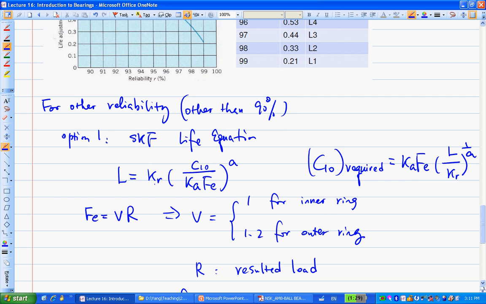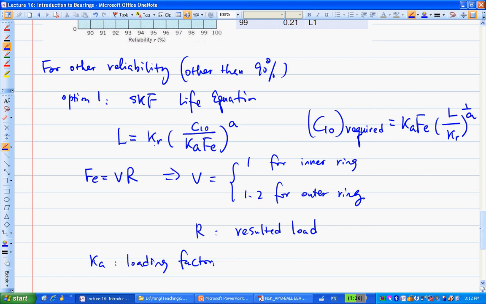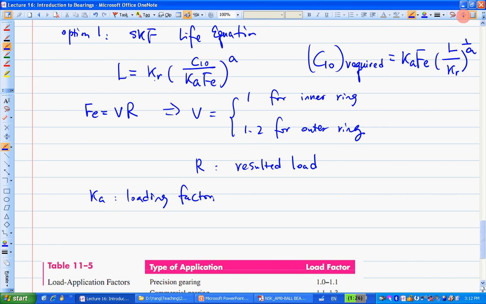And lastly, this L here, the unit of the L is actually not median number of cycles anymore. If you calculate this one here, you end up with 3.3. It's actually 3.3 times 10 to the power 6. So more precisely, this L here is the L already divided by 10 to the power 6, or the L10, from the catalog.